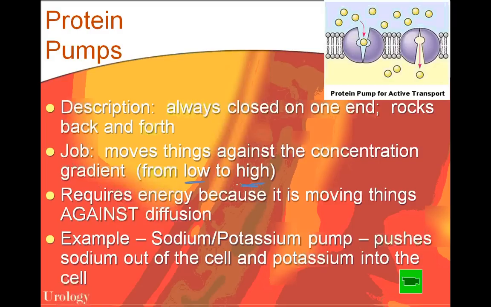An example of a protein pump is called the sodium-potassium pump. The sodium-potassium pump pushes sodium or salt out of the cell, and it pulls potassium into the cell. Protein pumps are usually named after whatever molecule they're moving. In this case, we're moving sodium and potassium at the same time.